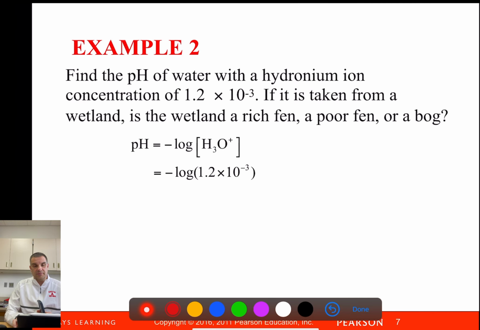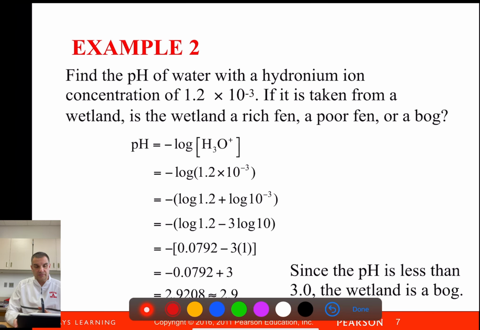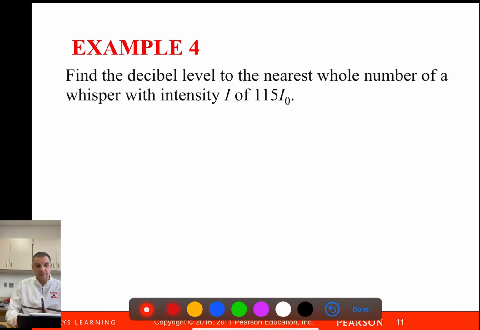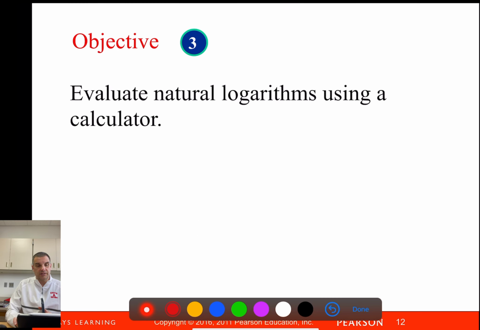So common logs and applications, pH values. Okay, another example, great.